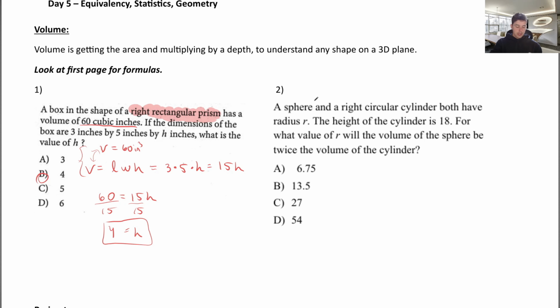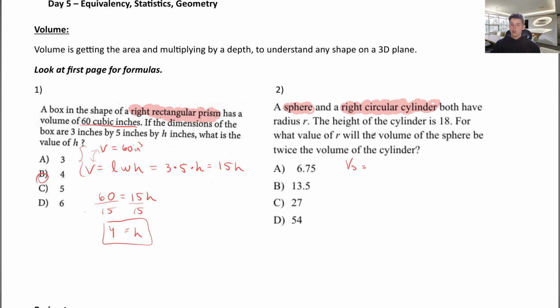A sphere, okay, that's a keyword, a sphere, and a right circular cylinder, okay, that's 2 keywords. Both have radius r, so they have the same radius. And for the sake of not going to the first page all the time, I know the formula of the sphere from the top of my head. So the volume of the sphere is, actually, we didn't even read the question. Let's read it. The height of the cylinder is 18.